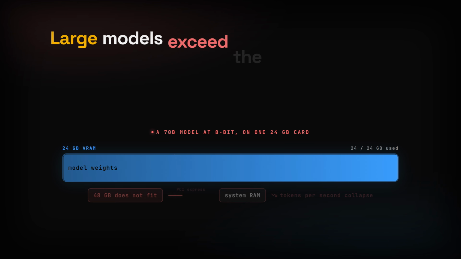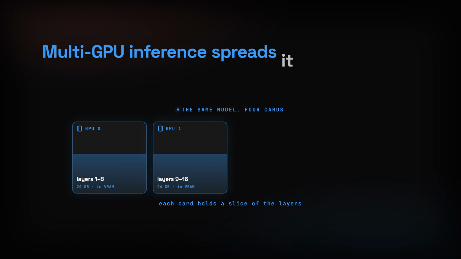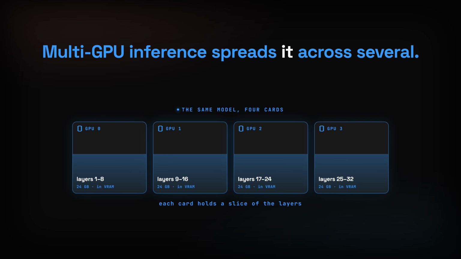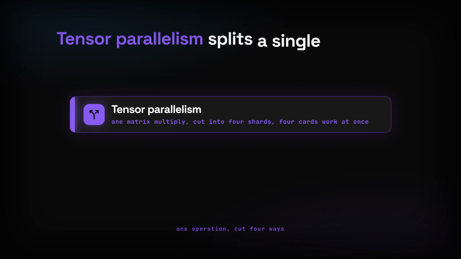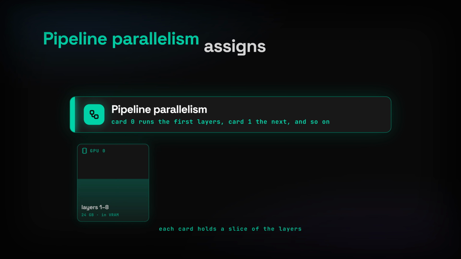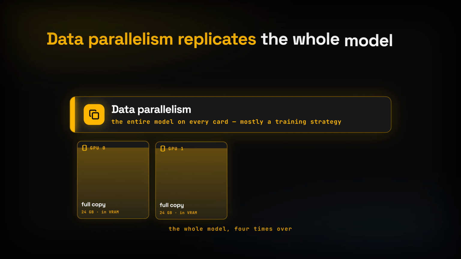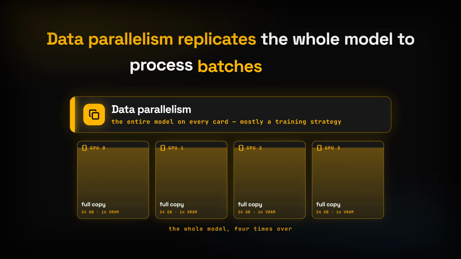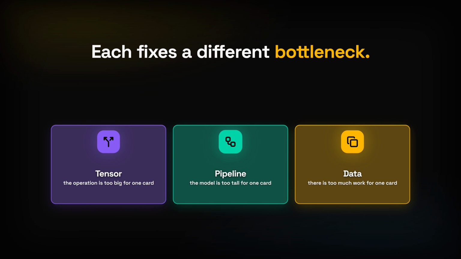Large models often exceed the VRAM available on a single graphics card. Multi-GPU inference distributes model computation across multiple GPUs, enabling much larger models to run efficiently. Several parallelization strategies exist. Tensor parallelism divides individual mathematical operations across multiple GPUs. Pipeline parallelism assigns different neural network layers to different GPUs. Data parallelism, commonly used during training, replicates entire models across GPUs to process multiple batches simultaneously. Each approach addresses different computational bottlenecks depending on the workload.